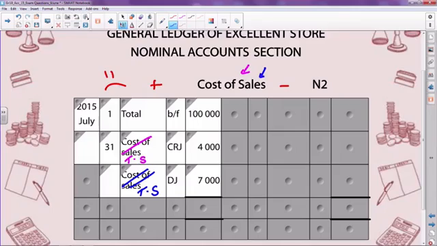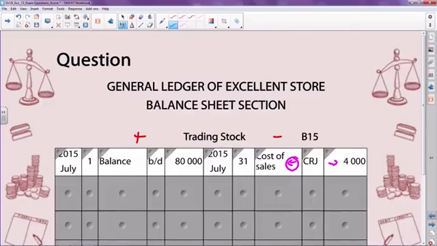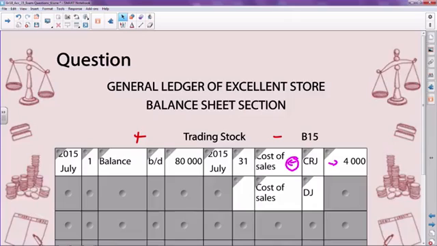So your trading stock will be affected. How will trading stock be affected? I'm selling here. So do I have more stock or less stock? Definitely less stock. So where's my friend? Here in the trading stock account, I need to write cost of sales, DJ, and then the last amount, 7,000. You can just keep the month clear. Now, the DJ is now done.